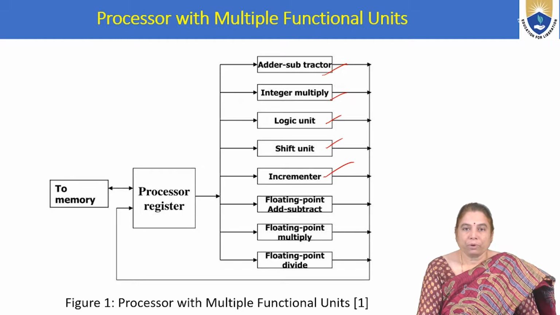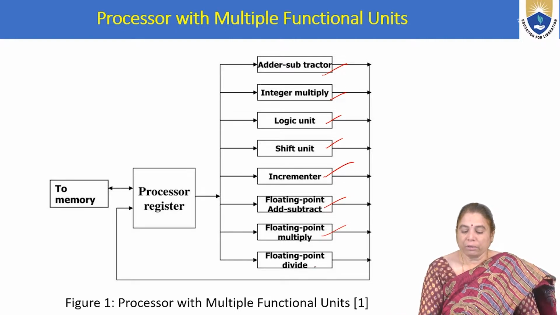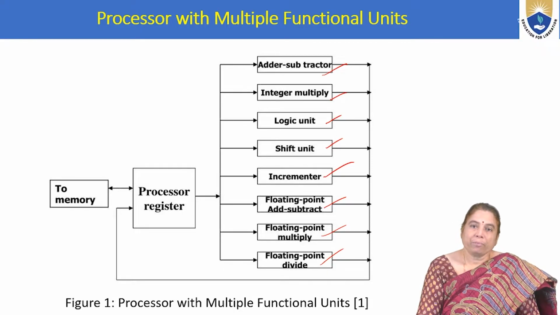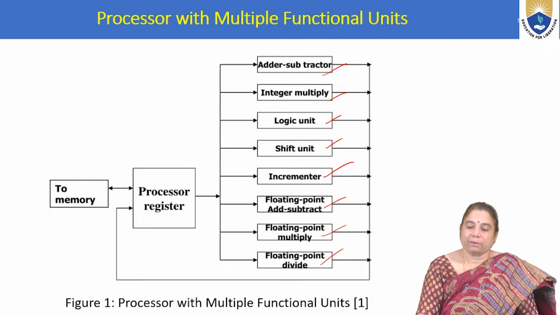Next, to support floating point operations, we have the floating point adder-subtractor, floating point multiply, and floating point divide. The arithmetic operations performed on floating point numbers are supported with these three functional units. Each functional unit is used for a specialized task, so that multiple instructions can be executed concurrently in parallel processing systems.